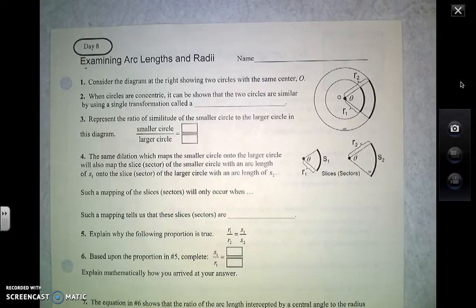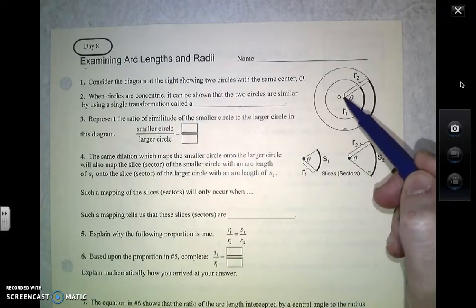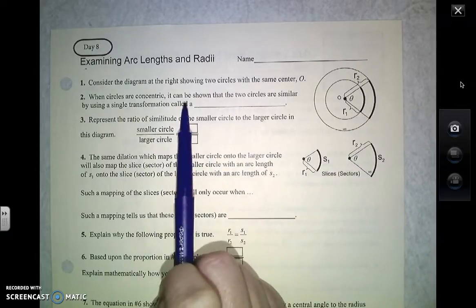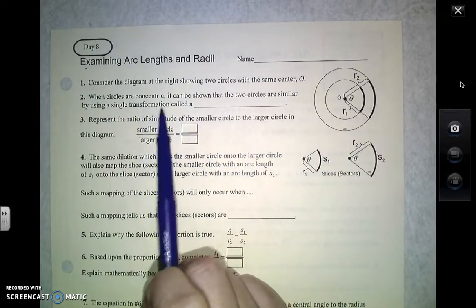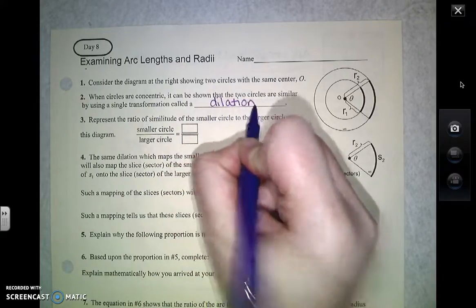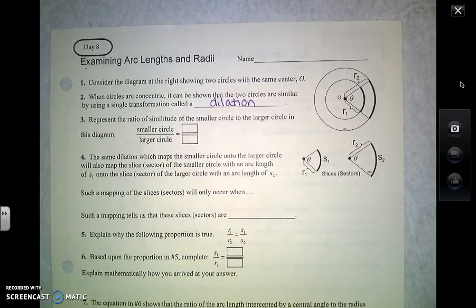We're going to take a look at the diagram. We have two concentric circles. That just means one is inside of the other and they have the same center. When circles are concentric, it can be shown that the two circles are similar by using a transformation of, as you know, a dilation. So we now know that our circles are in fact similar. We're going to represent the ratio of similitude of the smaller circle to the larger circle.